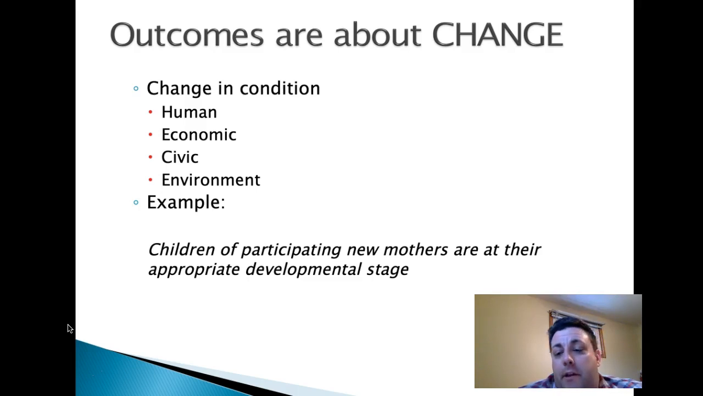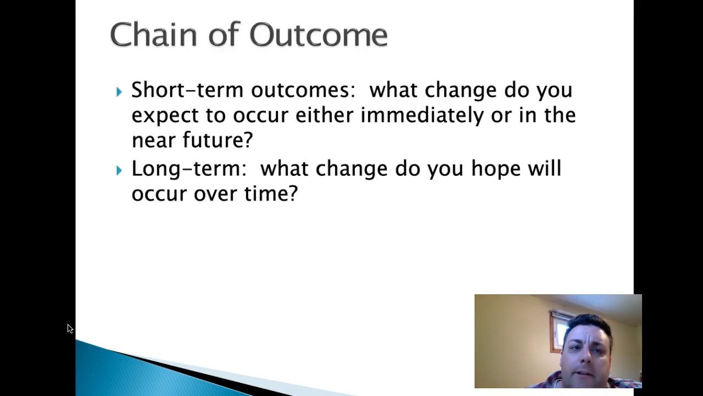So maybe another way to think about this would be a decrease in the developmental gap between children of these pregnant teens that we're using in this example, and children born to some other demographic group of people or something like that.